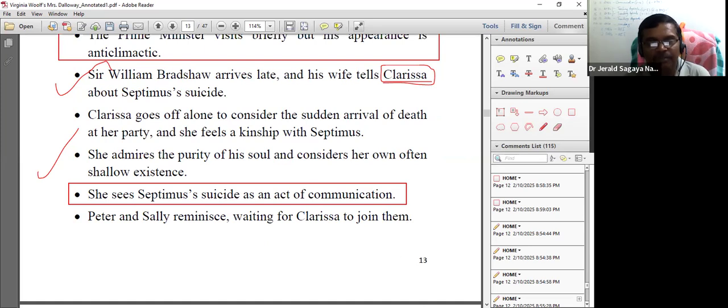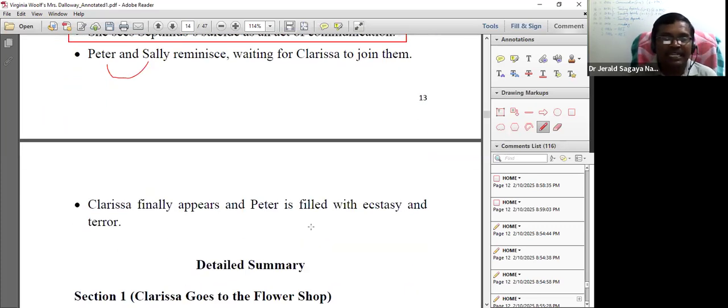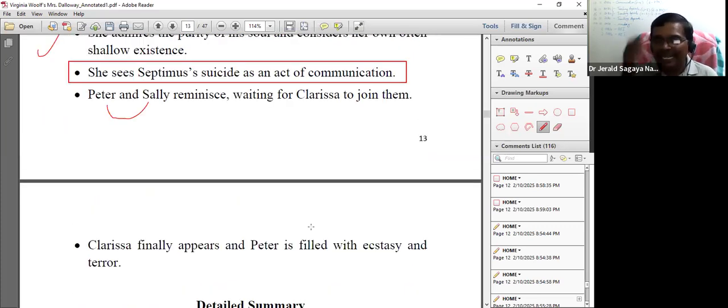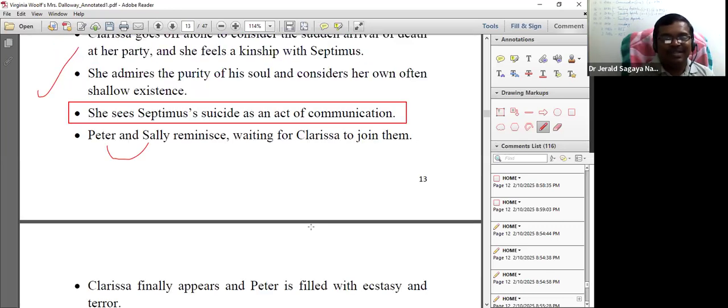Okay, at that point of time, you find Peter and Sally, they are actually reminiscing about their past days and how they spent time with Clarissa. And Clarissa finally appears. And when Clarissa comes in a changed costume, Peter is filled with two different feelings. One is very happy because he has been gifted with such a beautiful wife. At the same time, he is afraid that he cannot control Clarissa any longer. Did you understand this, teachers?